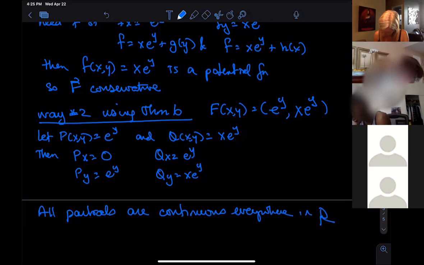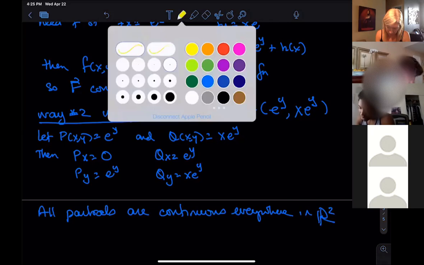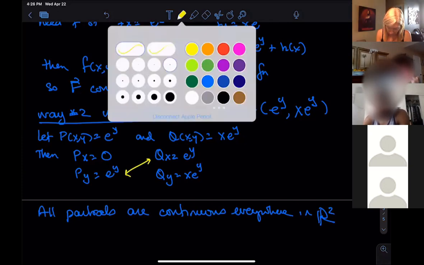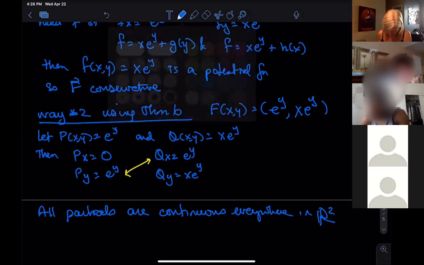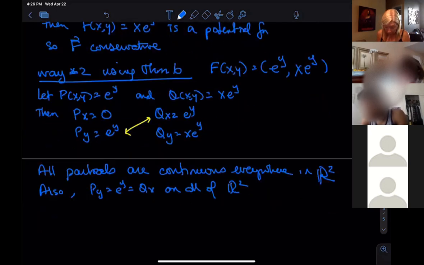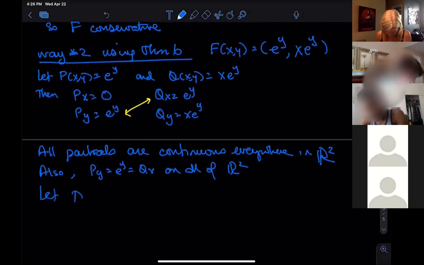So everywhere in R2. Where are the cross partials equal? Where is P sub y equal to Q sub x? Everywhere, right? So we'll just let D be R2. That's a simply connected region. There's no holes in it.